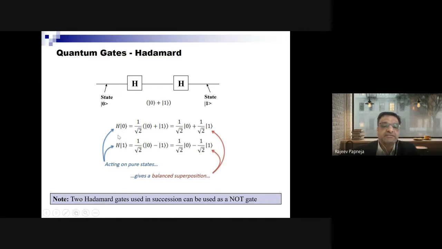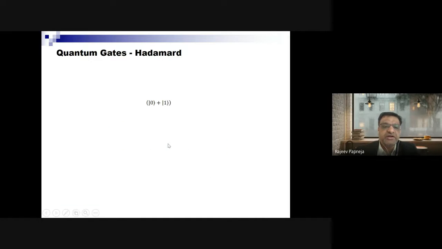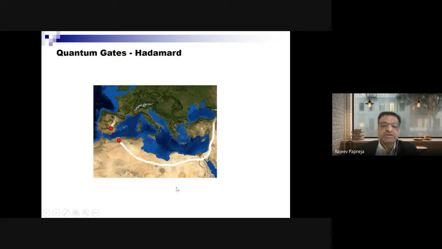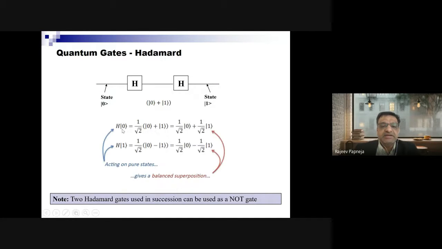So we saw that Hadamard of |0> was 1 upon root 2, (|0> plus |1>). We already saw that equation here at the bottom. And Hadamard of |1> was 1 upon root 2, (|0> minus |1>). So we are taking that same equation here. H of 0 is 1 upon root 2 |0> plus 1 upon root 2 |1>. And H of 1 is 1 upon root 2 |0> minus 1 upon root 2 |1>. Now, this is a balanced equation for a superposition, 50% yes and 50% no.